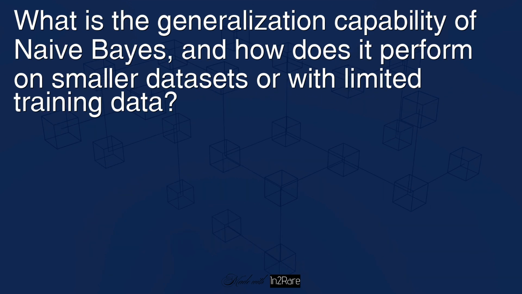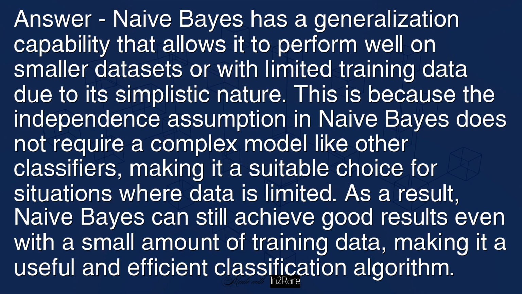What is the generalization capability of naive Bayes, and how does it perform on smaller datasets or with limited training data? Answer: naive Bayes has a generalization capability that allows it to perform well on smaller datasets or with limited training data due to its simplistic nature.